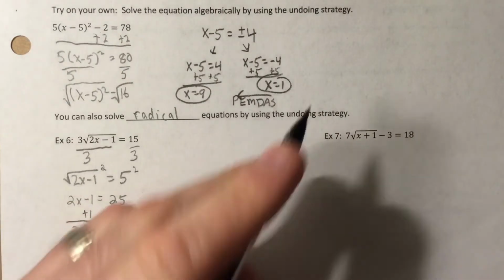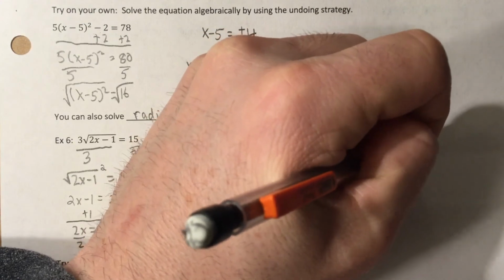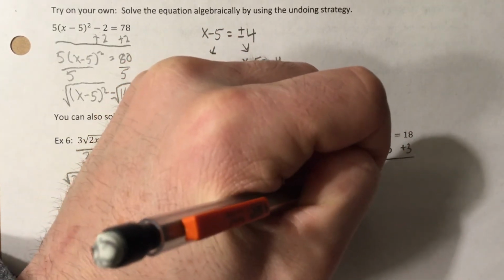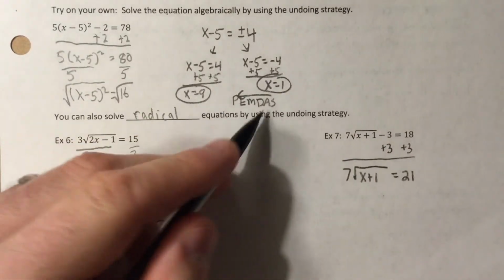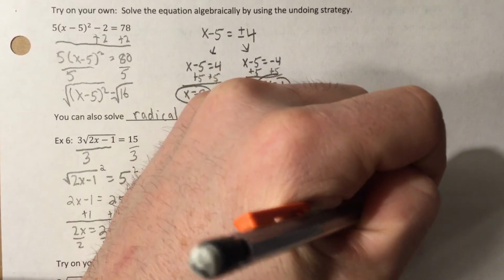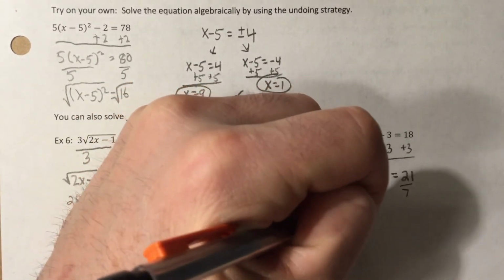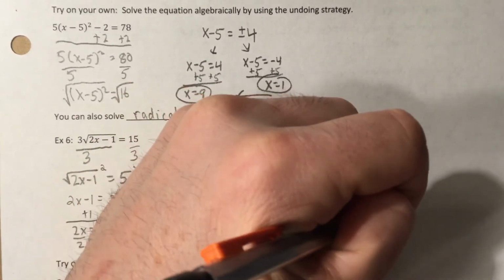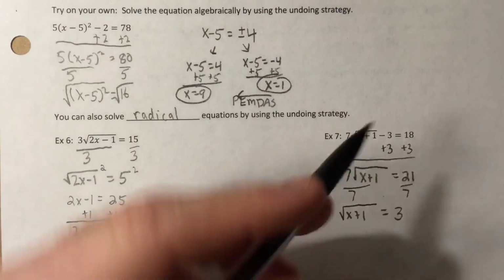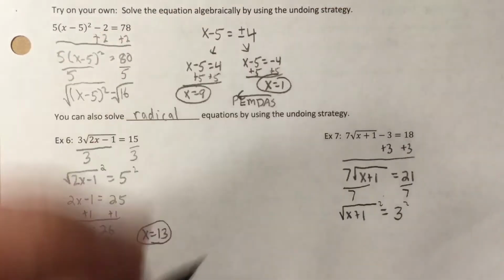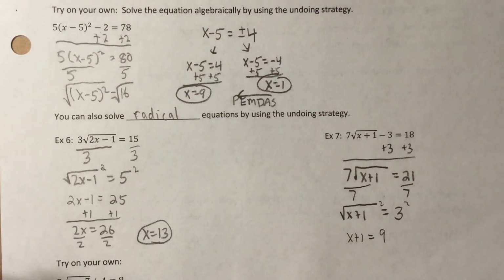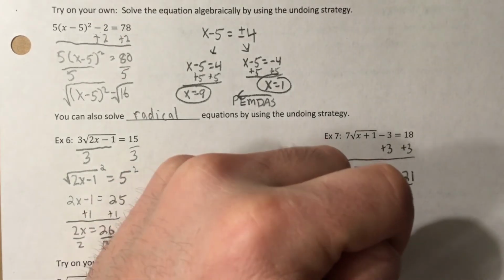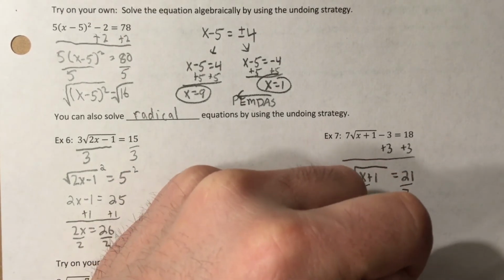For example 7, again, we're undoing addition, subtraction. We're adding 3. So I get 7 square root of x plus 1 equals 21. I undo multiplication, division, which is 7. I still have that square root, though. So to undo a square root, I'm going to square each side. And I'm going to get x plus 1 equals 9. And then I'm going to subtract 1. So I end up with x equals 8.